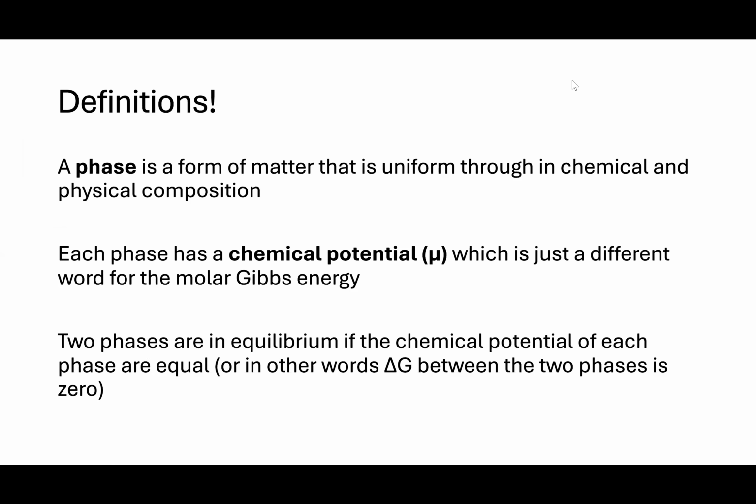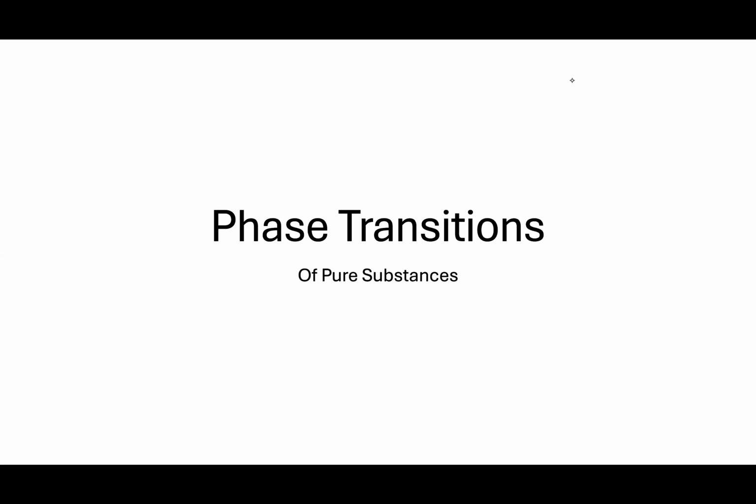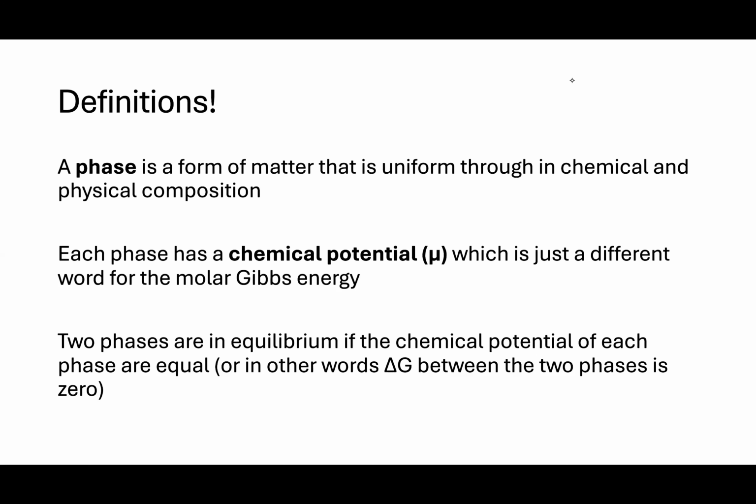All right. Now, when it comes to phase diagrams, we need a few definitions so that we're all speaking about the same thing. First, a phase, as it says, is a form of matter that is uniform through its chemical and physical composition. Uniform in chemical and physical composition. Key thing being uniform here. Now, each phase is going to have a chemical potential, mu.